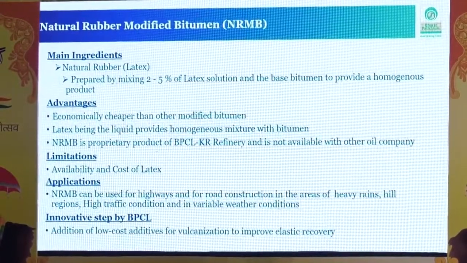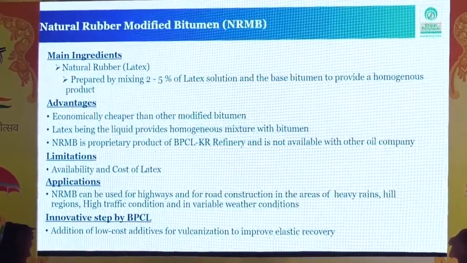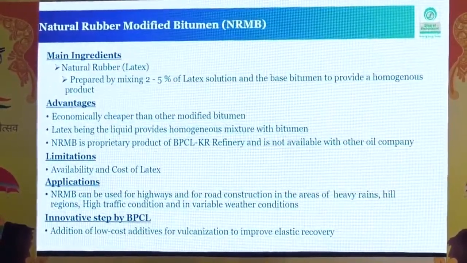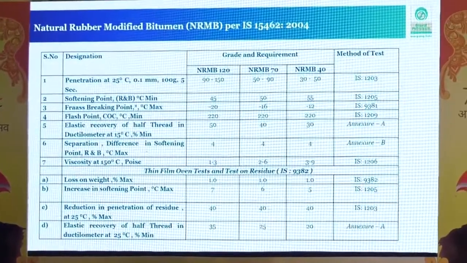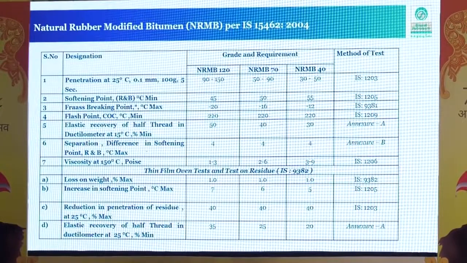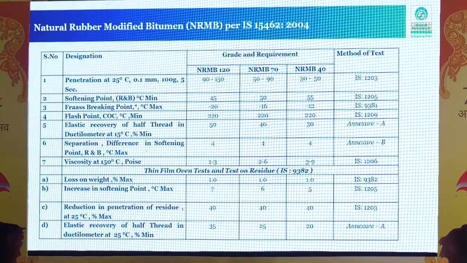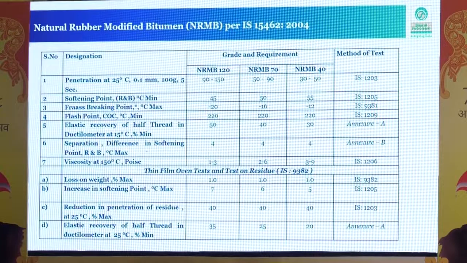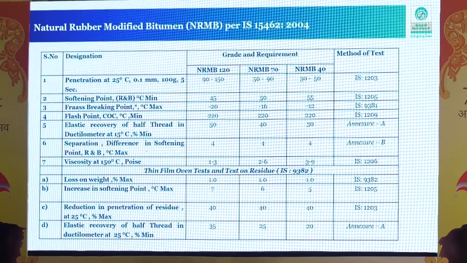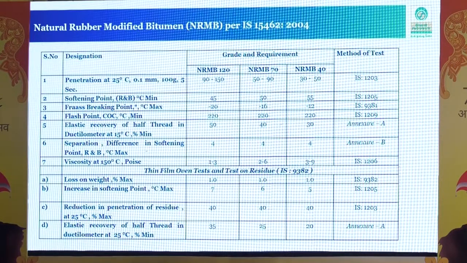What is the innovative step which BPCL has done? When we see the specification of NRMB, we can see the elastic recovery of PMB 70 grade or PMB 40 grade is very low, which is like 40% and 30%. When we compare with CRMB or PMB, it is comparatively low. So when I have a choice to use a material which is comparatively low cost, or if I have to compete with crumb rubber, I have to improve upon the properties.